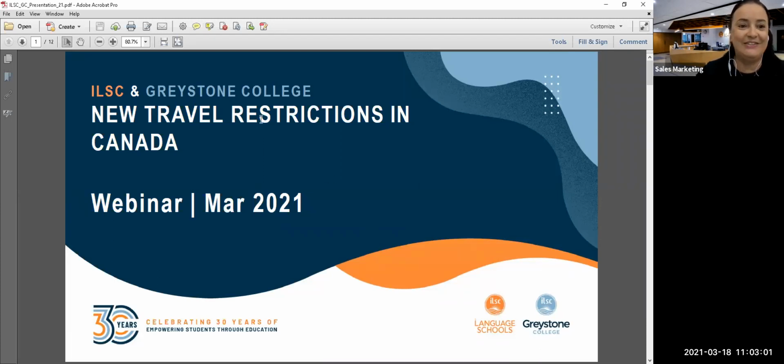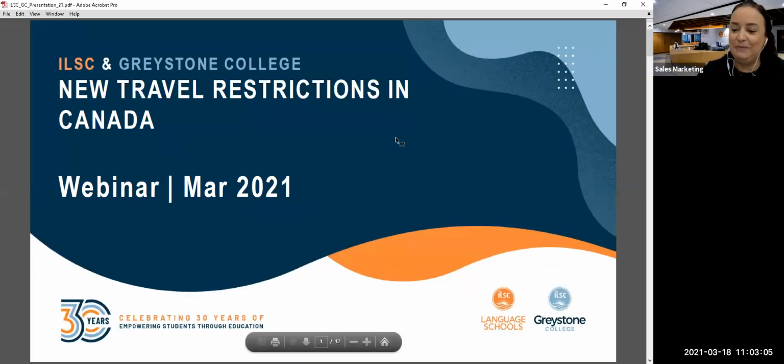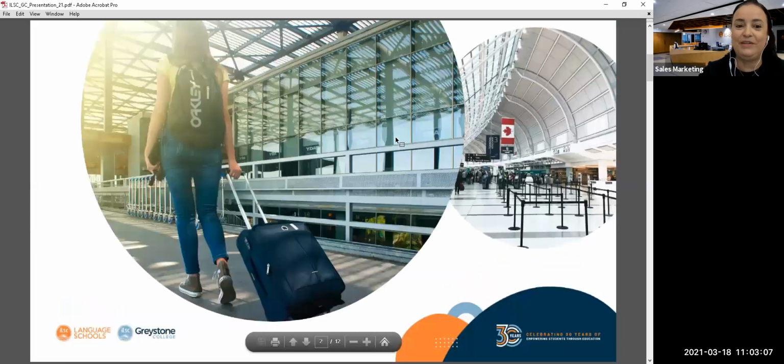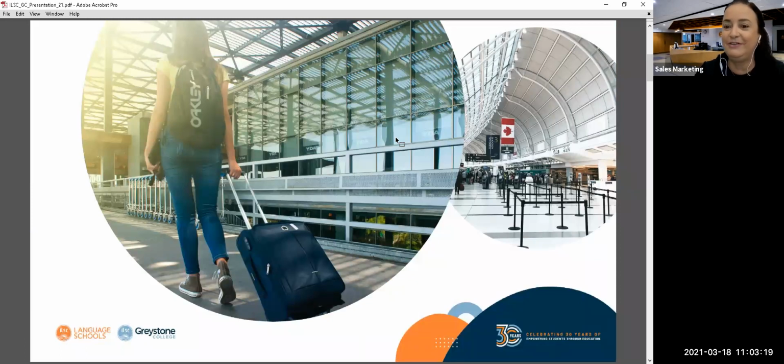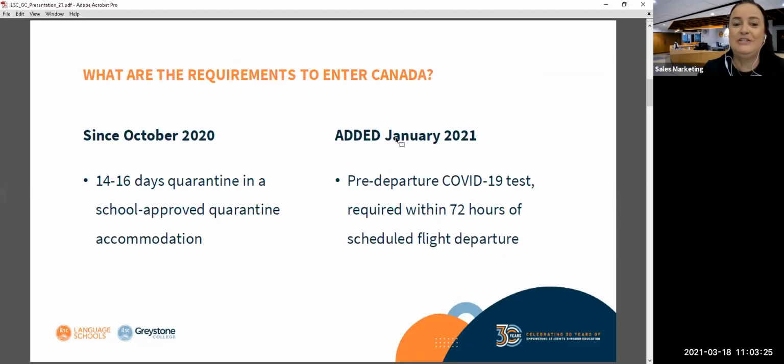Exactly. So let's talk about Canada. Most of you know that the Canada government has provided a safe corridor for international students to travel from all over the world and join us in Canada since October 20, right, Carol? Exactly. However, there are a few rules and protocols that we need to follow. So let's talk about them. What are the requirements, Carol, please?